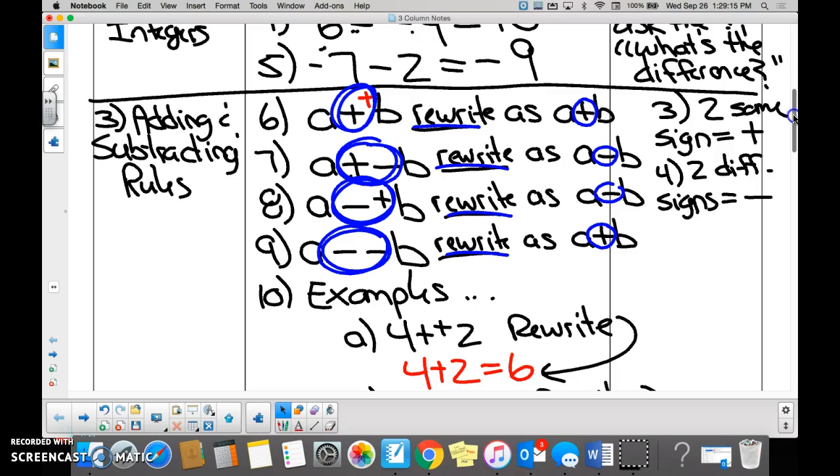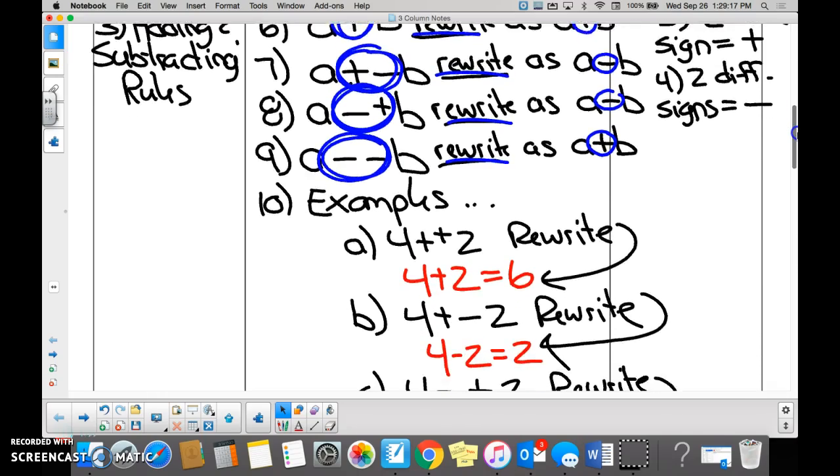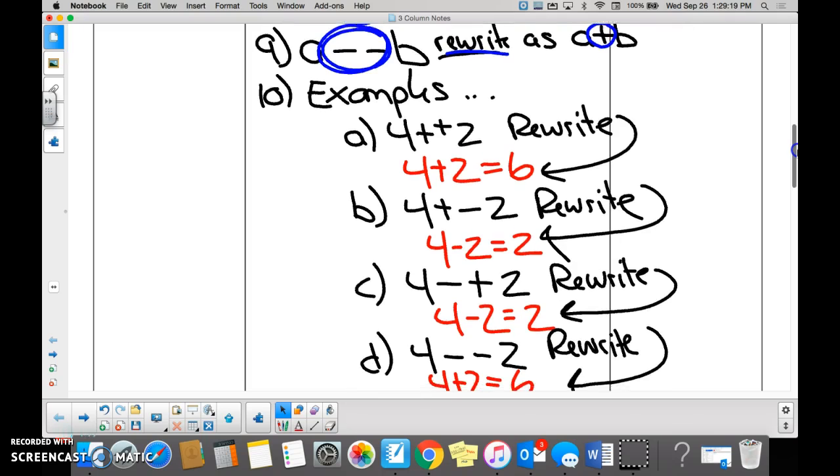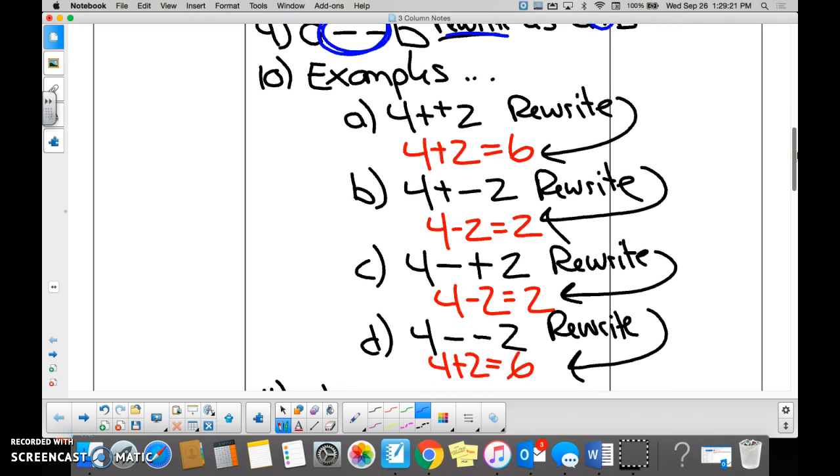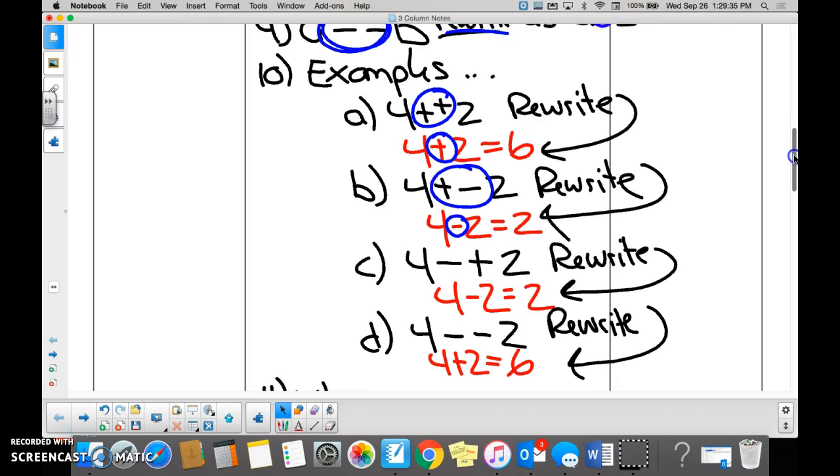Okay, and we know why we're doing some of these, but that's just kind of our shortcut for now. These are examples of our rewrites. So just quick, I'm not going to do all these. A positive and a positive is rewritten as a positive. A positive and a negative is rewritten as a negative. You get the idea? Yes.